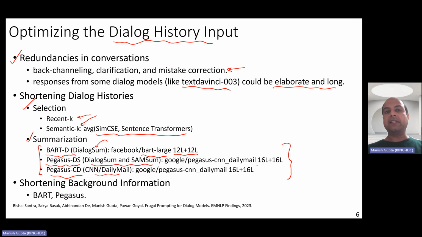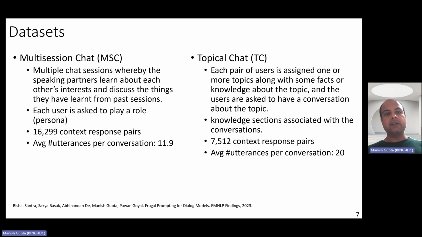And they are slightly larger in size, 16-layer encoder, 16-layer decoder. Okay, so that's how you can actually reduce the dialogue history input. You can also reduce the size of the background information. Remember, background information is persona-based information or the topic paragraphs related to the conversation. You can reduce them as well by using BART or Pegasus models as summarizers.